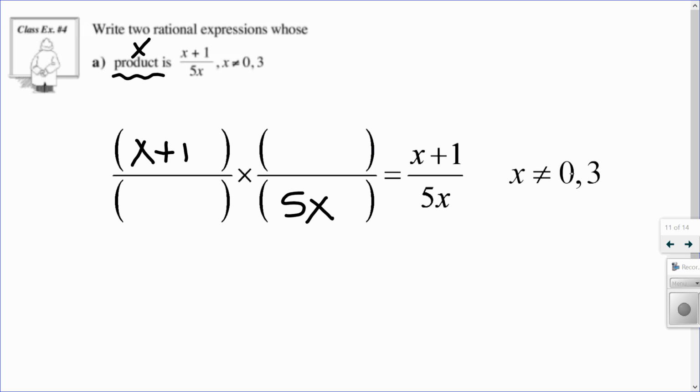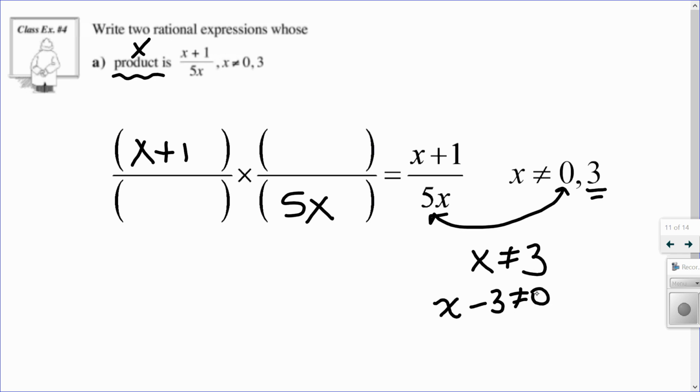Looking at my restrictions for my next hint: 5x has a restriction of 0. Okay, that's accounted for. But I have this other restriction here of 3. Well, to have a restriction that x can't equal 3, I know x minus 3 must be one of the factors that can't be 0. Because it is a restriction, I know it's one of the factors.